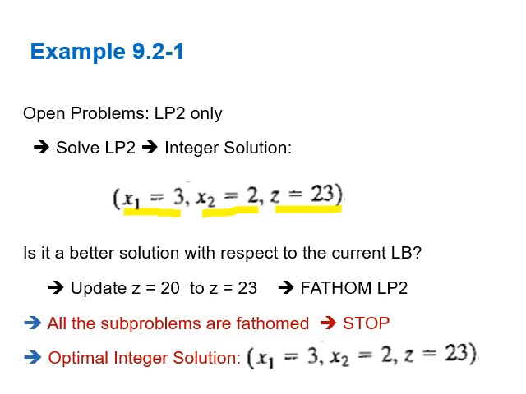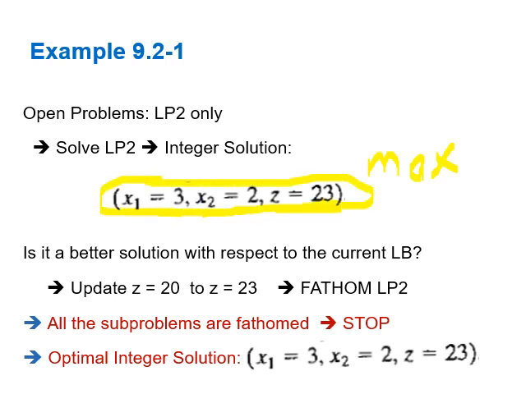Now we need to be careful. Look at the objective function. What do we try to do? We try to maximize, right? The objective function value is to be maximized. And we get a solution with objective function value 20 and with objective function value 23. Which one is better? Of course, for a maximization, 23 is better. Then it means that you can forget about the previous solution. Now you have a better solution, which is this one.